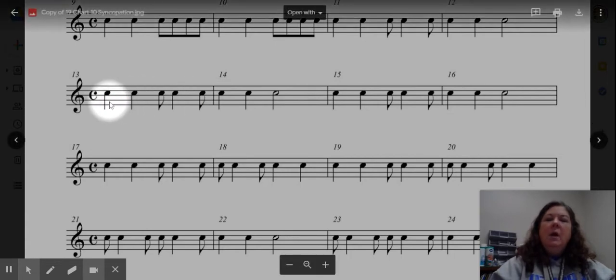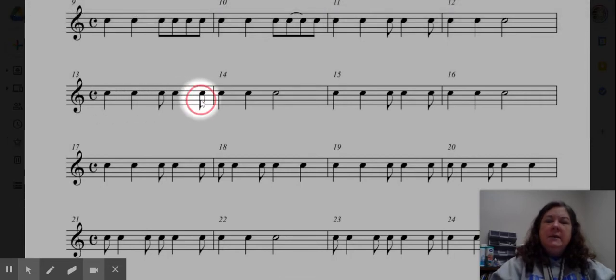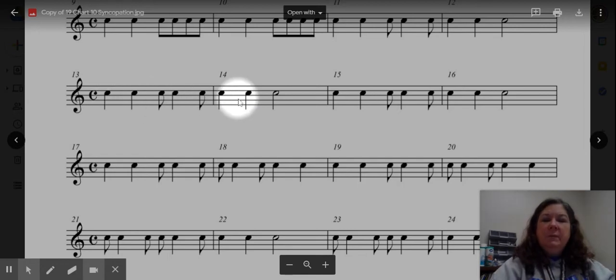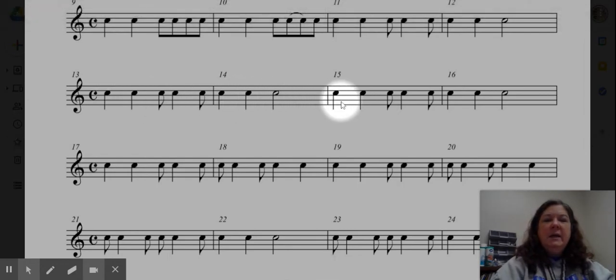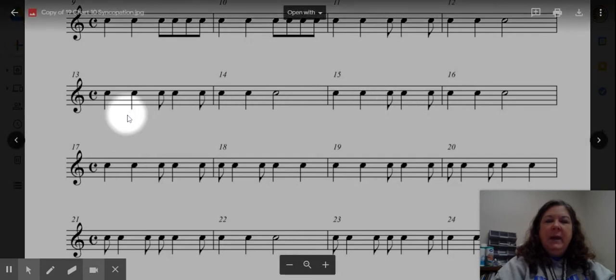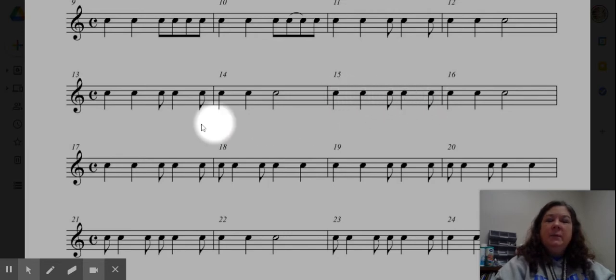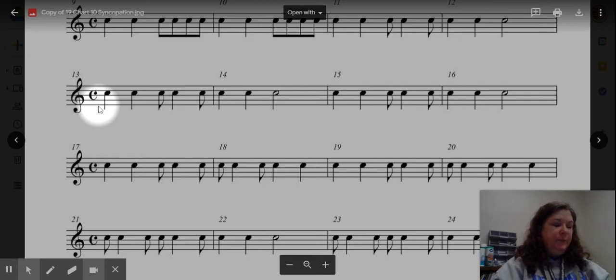Again. 1, 2, 3, tay, tay. So when I'm clapping this one, it'll be 1, 2, 3, tay, tay. Measure 14 is easy peasy. Measure 15 is exactly the same as measure 13. So 1, 2, 3, tay, tay. All right, let's put this line together.